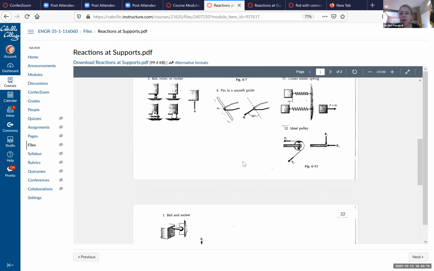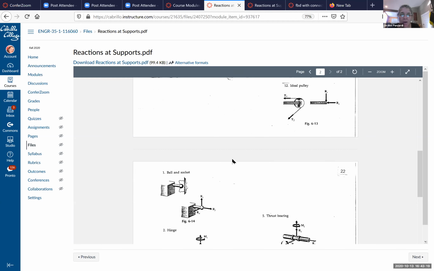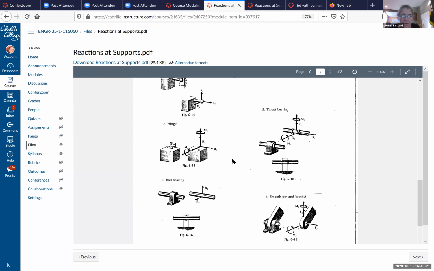Good point. Okay, no, you're right. Great point. So the textbook likes to use couples, but it has nothing to do with connections. Okay, let's go to a hinge.